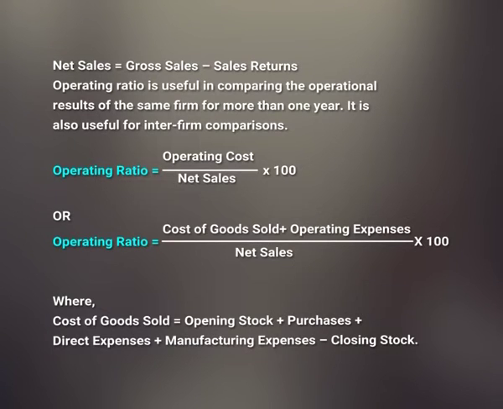Now, operating ratio is useful in comparing the operational results of the same firm for more than 1 year. It is also useful for inter-firm comparisons. Operating ratio is equal to operating cost divided by net sales multiplied by 100, or operating ratio is also equal to cost of goods sold plus operating expenses divided by net sales multiplied by 100, where cost of goods sold is equal to opening stock plus purchases plus direct expenses plus manufacturing expenses minus closing stock. Now, let us see one question on this. Calculate operating ratio from the following.